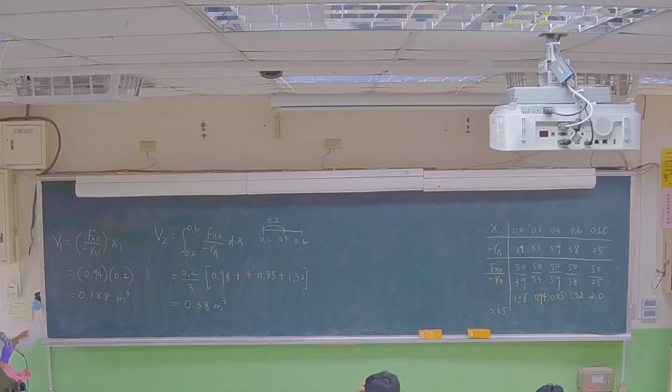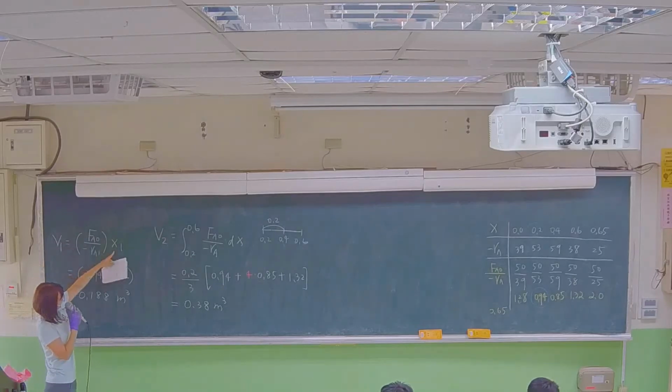The third reactor is CSTR. So we use a very similar formula like this, but replace x1 by x3 minus x2.